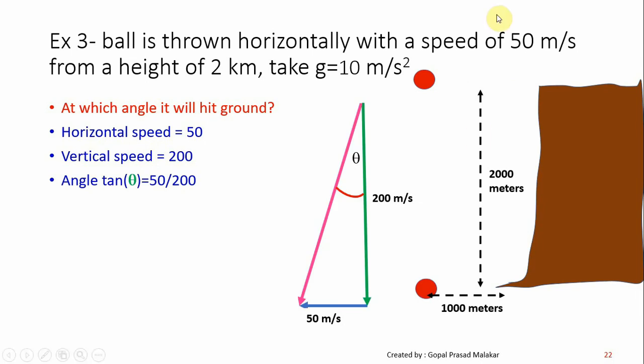The angle is like this. The vertical component is 200 meters per second, the horizontal component is 50. So if this is the angle theta that we want to measure, tan theta will become 50 by 200, and that's what will give us the direction, the angle with which it is falling from the vertical. From the horizontal it will actually become 90 plus this theta.